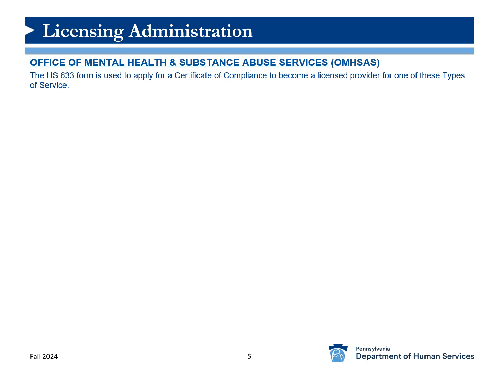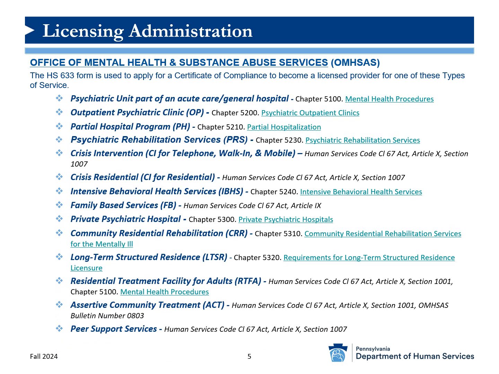The Office of Mental Health and Substance Abuse Services, known as OMSAS, also uses this HS 633 for their application to become a licensed provider with one of these types of service. Again, if this is a type of service you are applying for, then you would use the HS 633 form for a Certificate of Compliance.